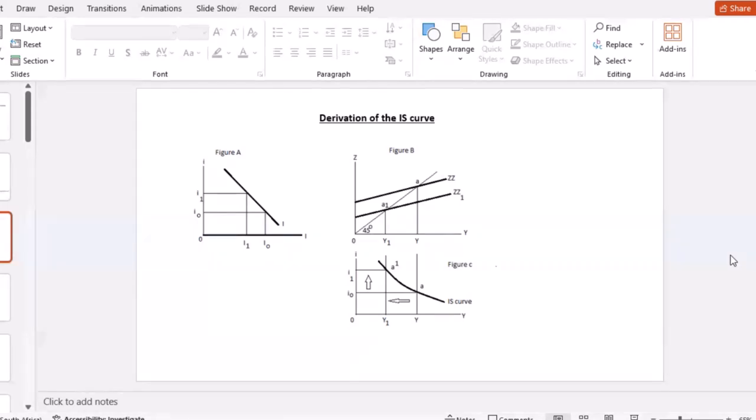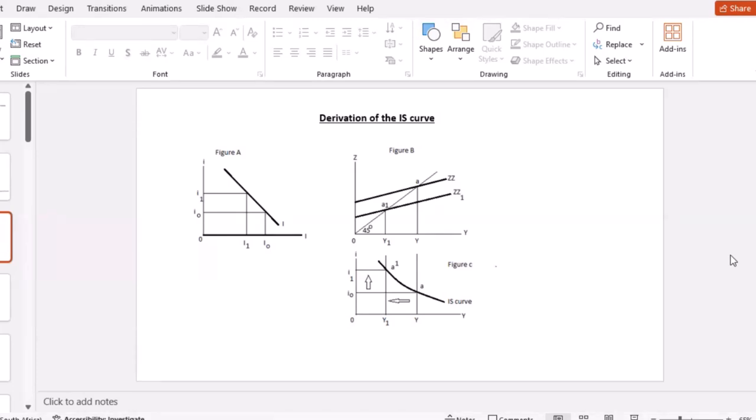So we have three diagrams on the screen. We've got figure A, which represents your investment function, which is downward sloping from left to right. Figure B represents the goods market, where investment is a function of Y and i. So investment has a positive relationship with Y and a negative relationship with interest rates. The third figure shows us the IS curve, the final derivation of the IS curve.